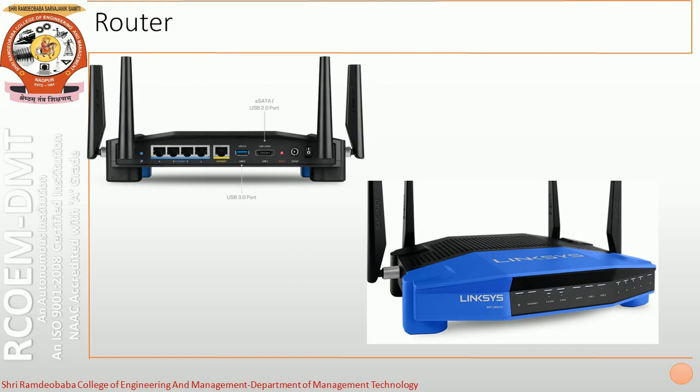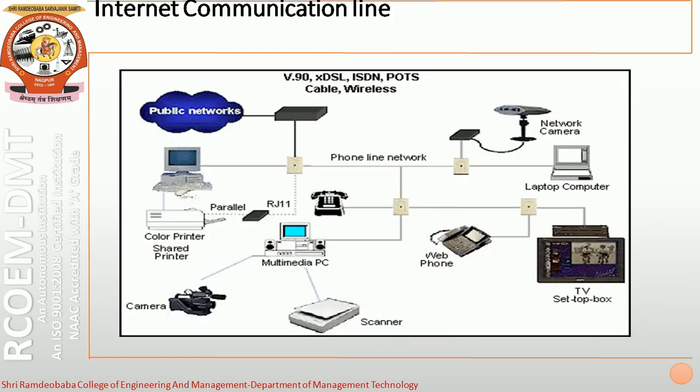So this is the router. It typically connects different networks. Then this is your internet communication line. So there could be an optical cable, or it could be wireless, or there could be a phone line network that connects different computers or networks.